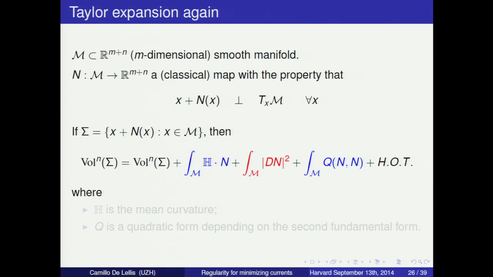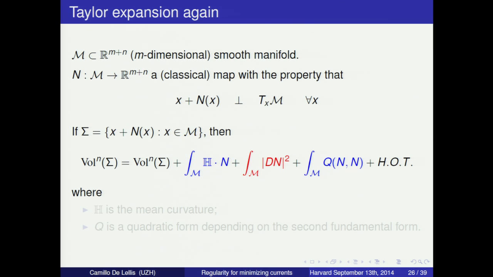OK, so the volume is going to be, not the volume of sigma, of course. So here there is the volume of M. Then there is going to be the linear part, which is the mean curvature of M times the normal displacement. Then there is the guy you like, which is the Dirichlet energy, really. Actually, there's a factor 1/2 missing. And then there is a quadratic functional, and then there are higher order terms.